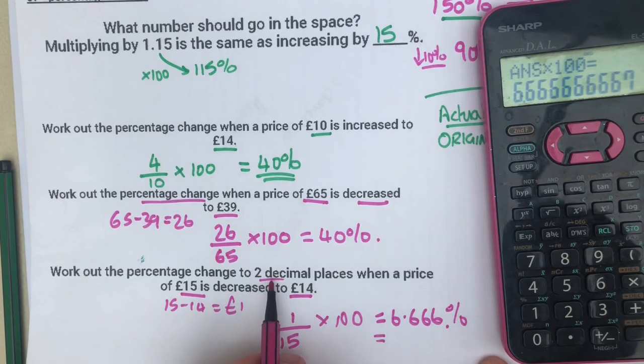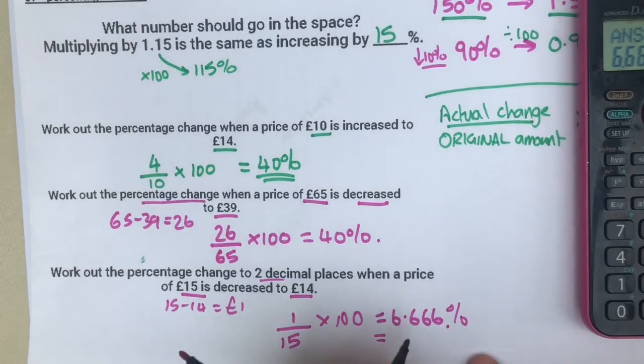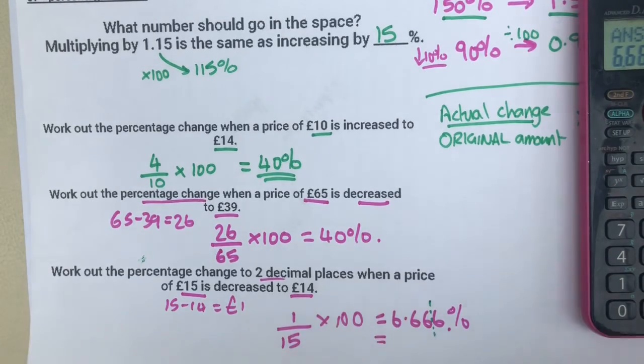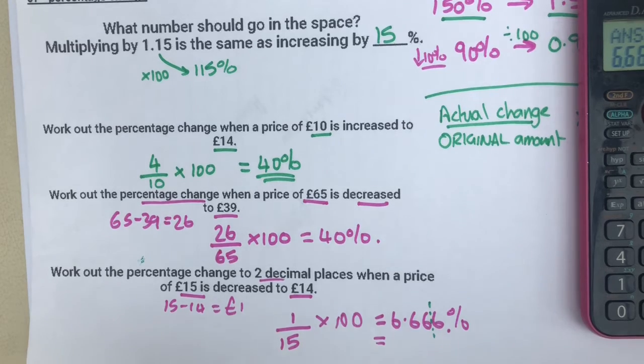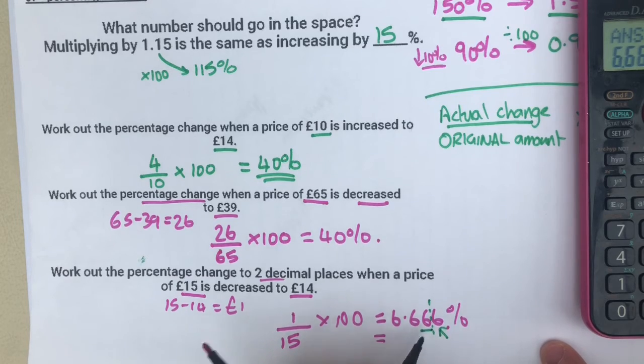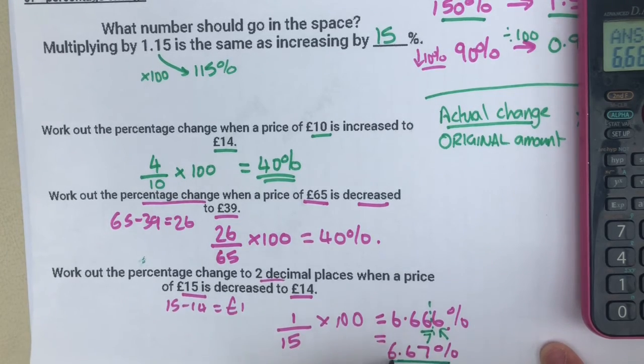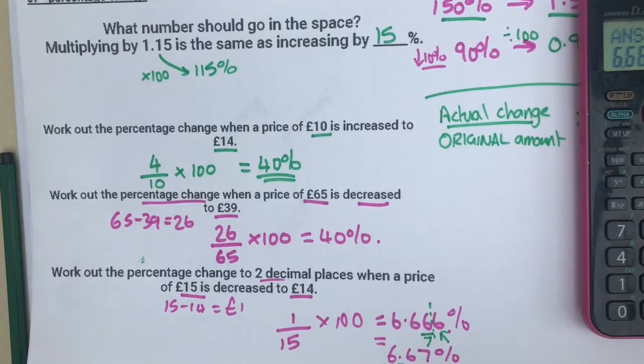It says, can you put it to 2 decimal places? So remember what we do to 2 decimal places. Dotted line after the second decimal place. Check this one, is it 5 or more? Yes it is, so the one before it goes up by 1. That would change to a 7. So that would be 6.67%. Okay, now your turn to have a go.